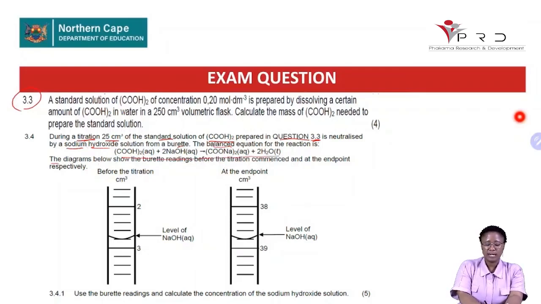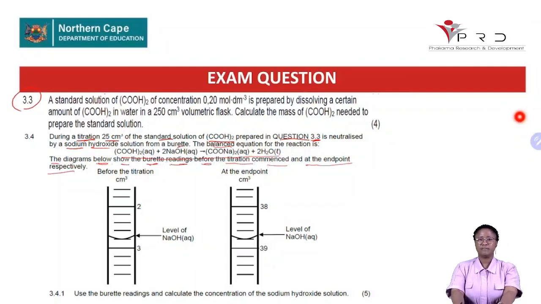Then they say the diagrams below show the burette readings before the titration commenced and at the end point respectively. As you can see here, we have before titration, and here we have at the end point. Now, it's very important that we know how to read the measurements on the burette. Remember, I said this is the experiment that you must familiarize yourself with, which is titration. You need to know the apparatus that are involved. You need to know how to carry out the investigation or the experiment. So now we are given the burette readings before the titration.